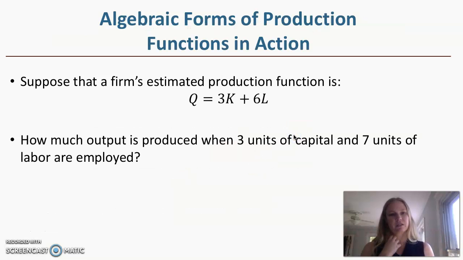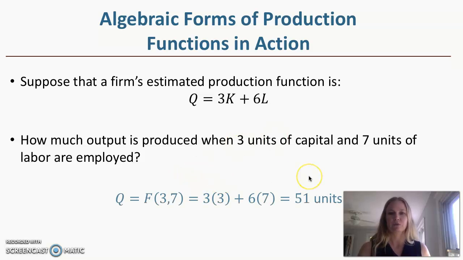Last little bit about this, we could take a linear production function and let's just say, all right, we have 3 units of capital, 7 units of labor. How much would we produce? 51 units. Okay, so we've got capital, labor, they're somehow related, we get output.